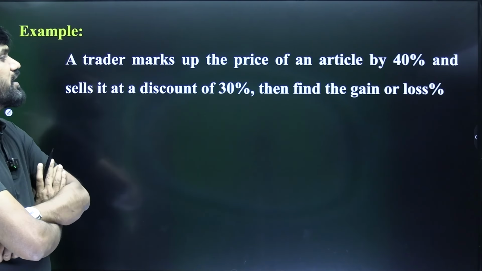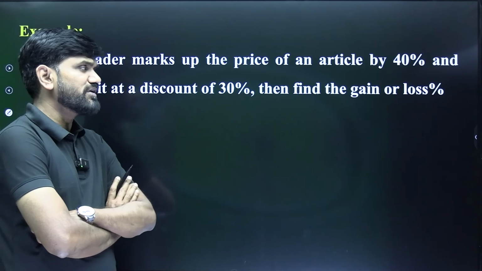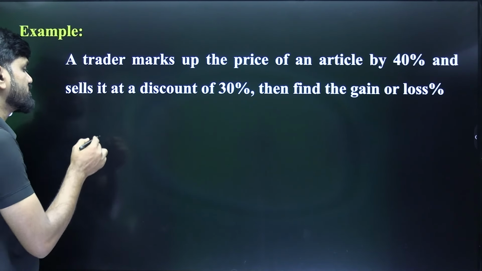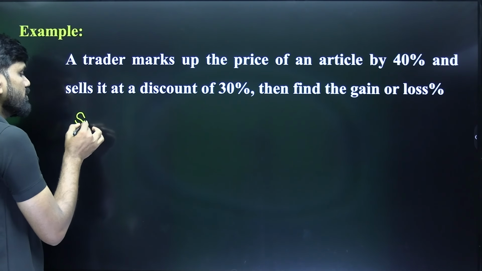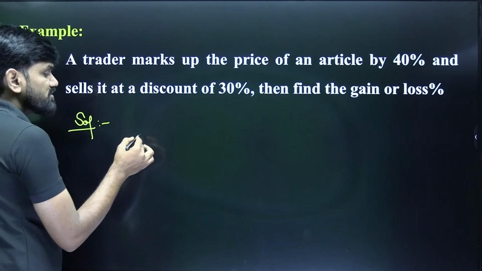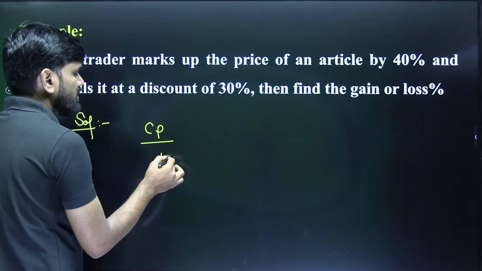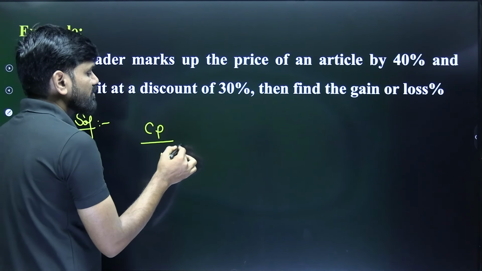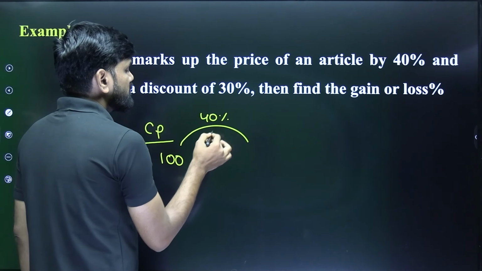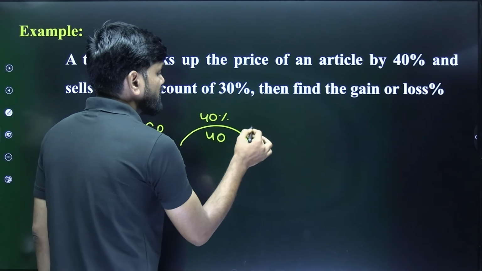Next, a trader marks up the price of an article by 40% and sells it at a discount of 30%. Then find the gain or loss percent. Same as the previous. Marked up by 40, gave a discount of only 30, but still there will be a loss in this transaction. You check 100. You mark it up by 40% above. So what is the marked price over here? 140, that is MP.